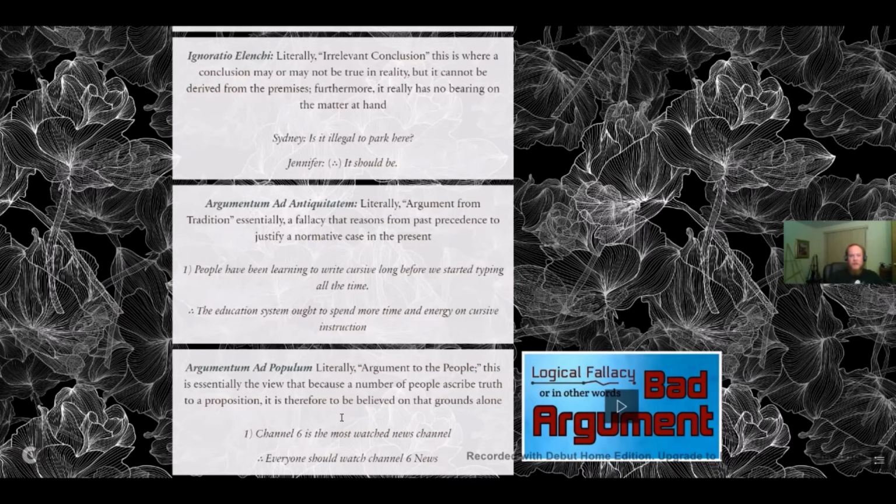Ignoratio elenchi. Literally that means irrelevant conclusion. This is where you bring up something else altogether that has nothing to do with what's going on, though it might seem like it in the moment. Like, consider this conversation. Sydney asks, is it illegal to park here? And Jennifer says, it should be. Maybe it should be, but is it illegal to park here? Yes or no? Someone's brought up something else.